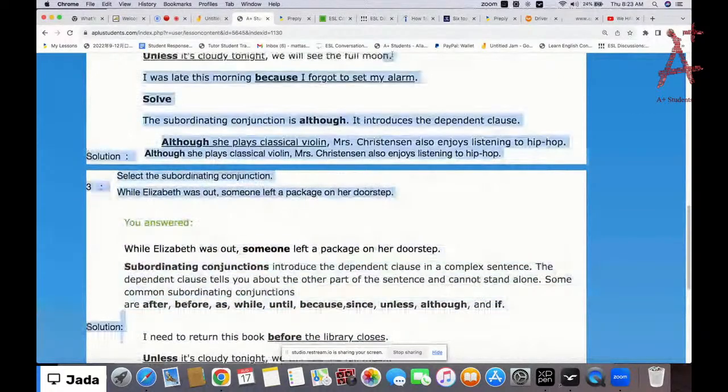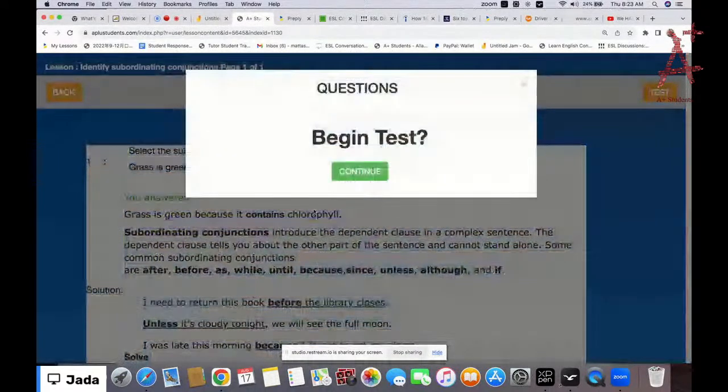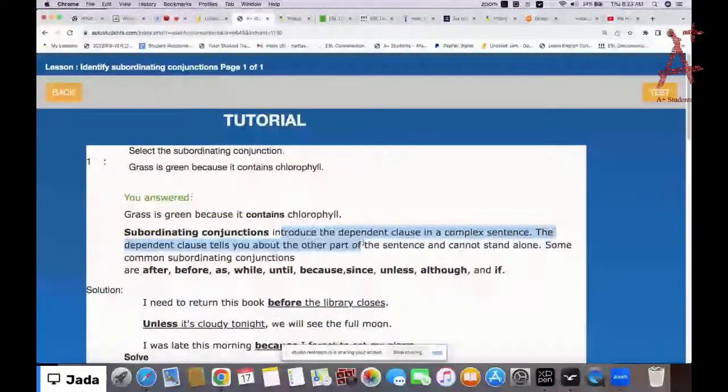So in general, that's basically everything for the subordinating conjunctions. Take note again, they introduce the dependent clause in a complex sentence. The dependent clause tells you about the other part of the sentence and cannot stand alone. So these are the subordinating conjunctions. We'll move on to the test now.